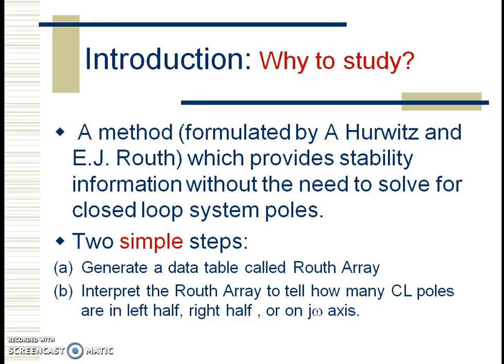First of all, this is a method formulated by A. Hurwitz and E. J. Routh, which provides stability information without the need to solve for the closed loop system poles. In addition, it requires only two simple steps. The first step is to generate a data table called the Routh array, and then interpret that Routh array to tell how many closed loop poles are in the left half, right half, or on the j omega axis.